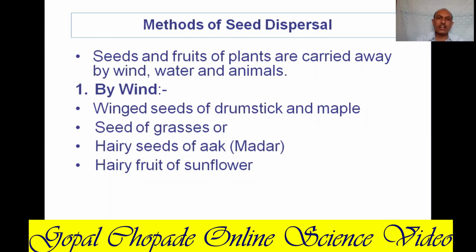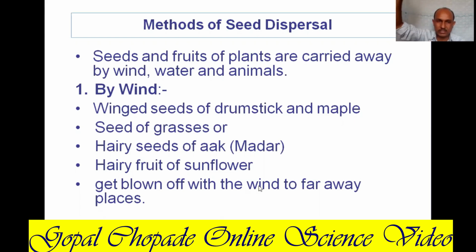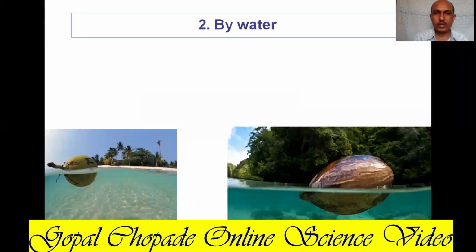You might have seen in your garden wherever grasses are there, or you can see certain examples here. So they get blown off with the wind to far away places. Okay, so what they should have, there may be wing-like structures, or hairy structures. You see in the diagram, this is a wing. This is a drumstick, or here you can see the hairy structure, and the black colored one is the seed and these are the hair. They are like a parachute, so they will blow away with the air. So that is by wind.